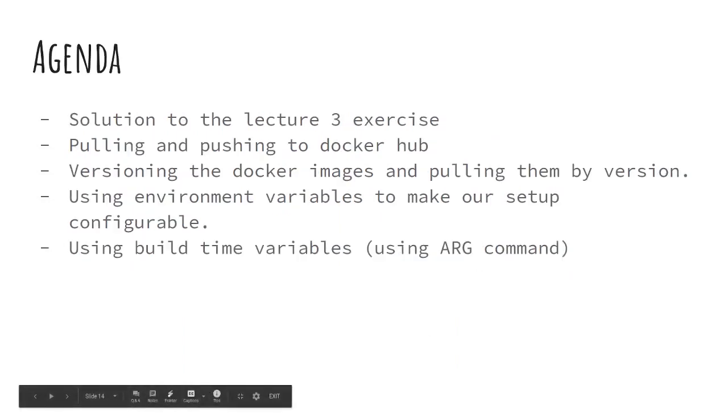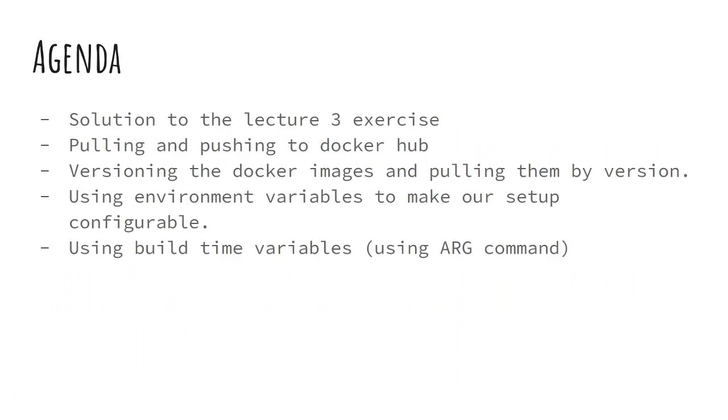So the agenda for today is that first we'll begin with the solution to the lecture 3 exercise. Then we'll try and pull and push images to Docker Hub. Then we'll be versioning the Docker images, since whenever we're working on Docker projects, we'll obviously have to version our software. So we'll also see how to version the software and how others can pull it by the version.